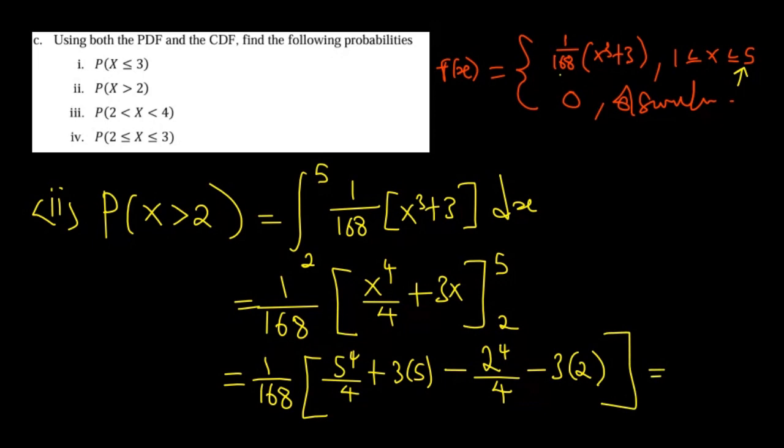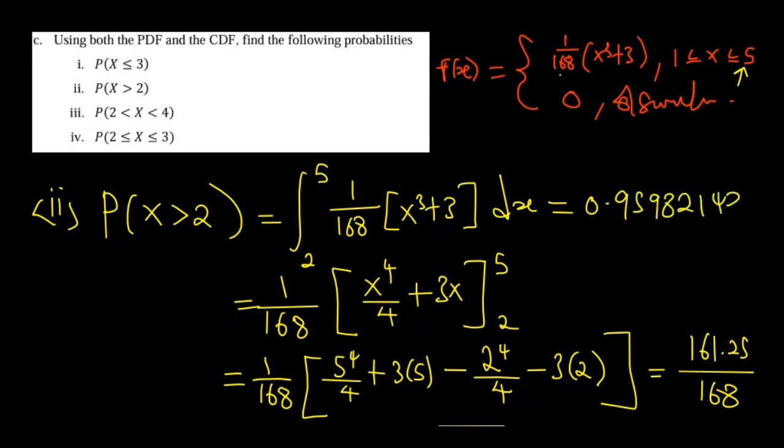161.25. So whatever is in the brackets here has given me 161.25, and then remember I'm multiplying by 1 over 168, so I'm dividing here by 168. So what would that give me? So this 161.25 divided by 168 gives me this probability, 0.959821428. So this is the probability that x is greater than 2. So we used the PDF.